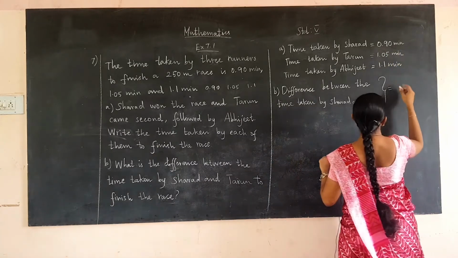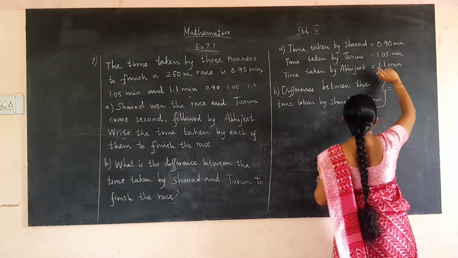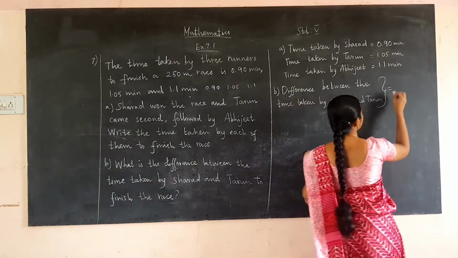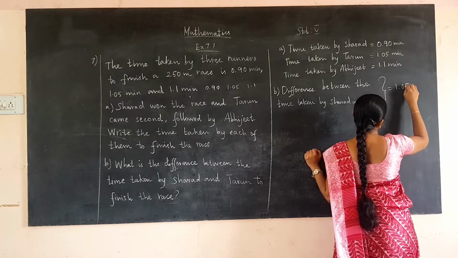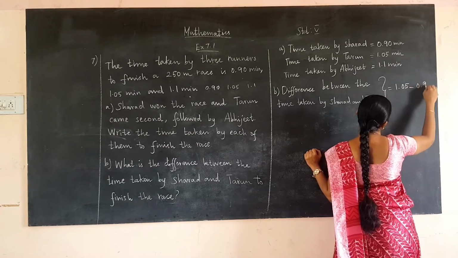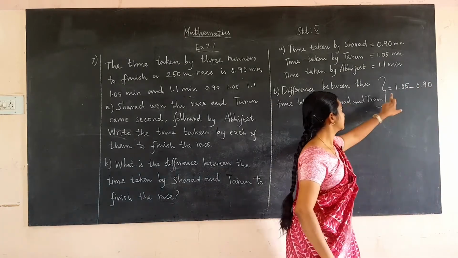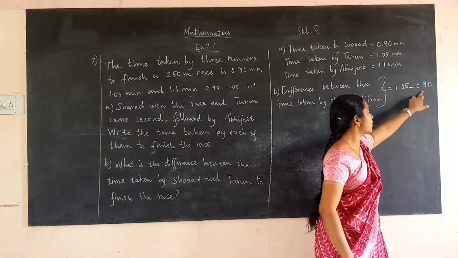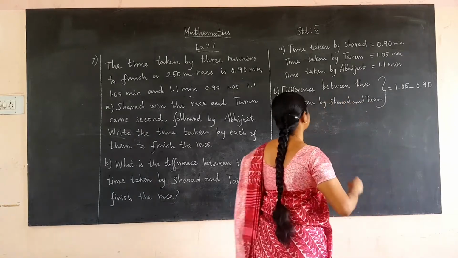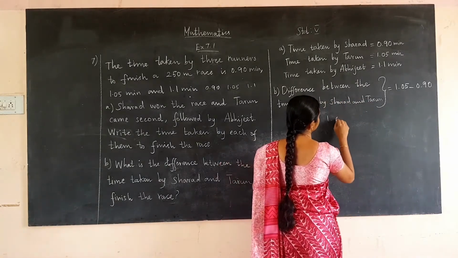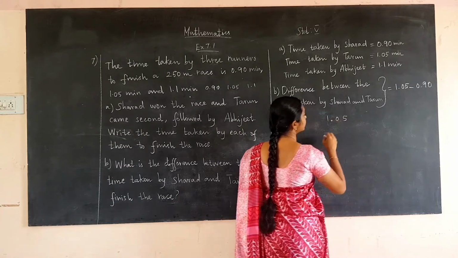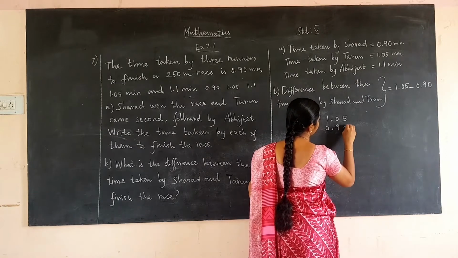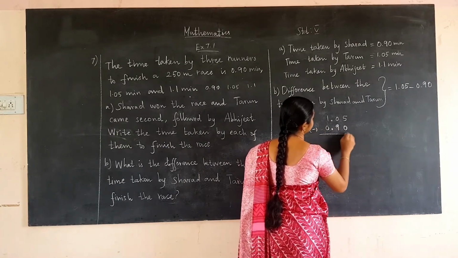Time taken by Sharath is 0.90 and time taken by Tarun is 1.05 minutes. So, we have to subtract 1.05 and 0.90. This is the greatest value and this is the smallest value. So, we are going to subtract smallest value from the greatest value. 1.05 and the next is 0.90. We have to subtract.